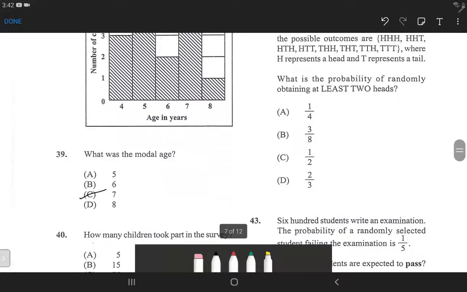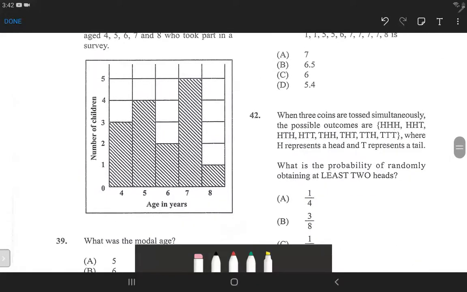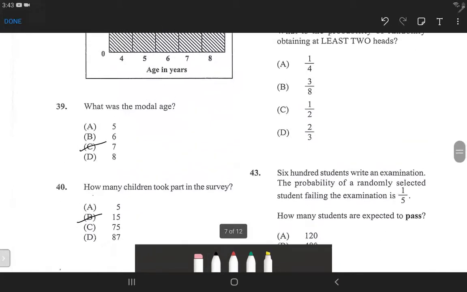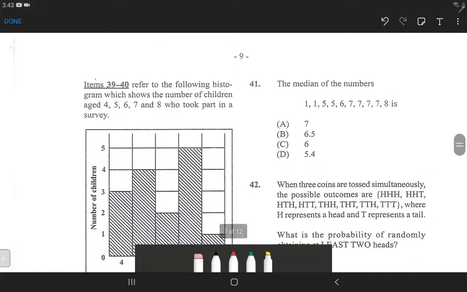How many children took part in the survey? Well, you have 3, plus 4 is 7, plus 2 is 9, plus 5 is 14, plus 1 is 15. So 15 children took part here. All right. The median of the numbers: you have 1, 2, 3, 4, 5, 6, 7, 8, 9, 10 numbers. So that means the median is right here, because it has 4 numbers on this side, 4 numbers on that side. So it is the average of those two numbers. 6 plus 7 is 13. Half of 13 is 6.5.